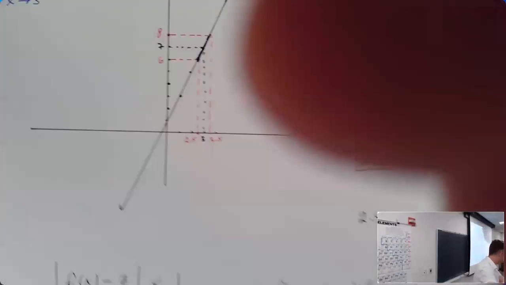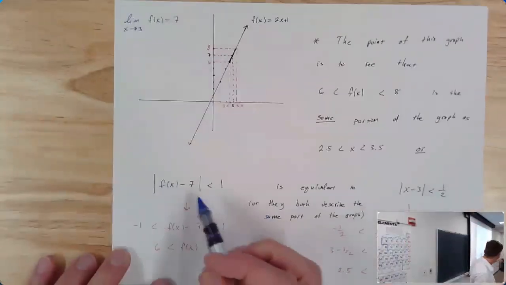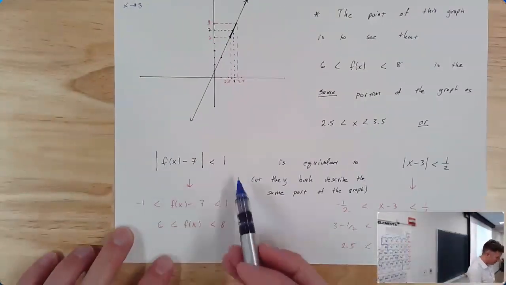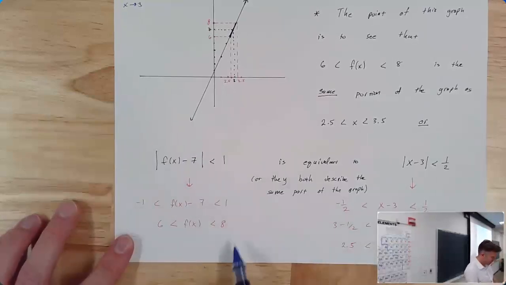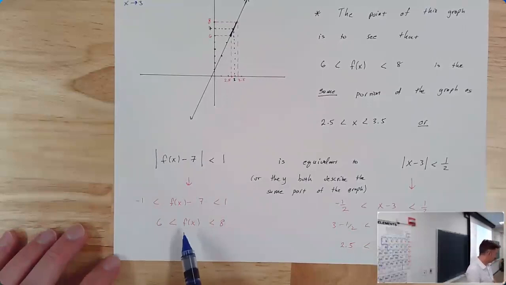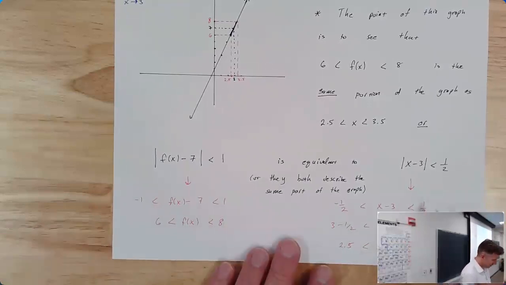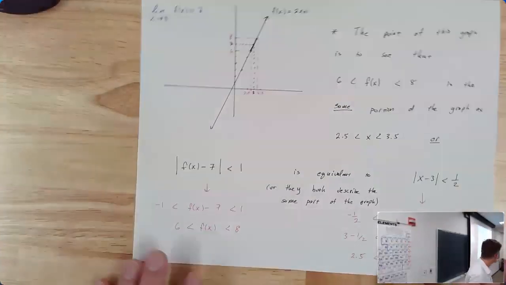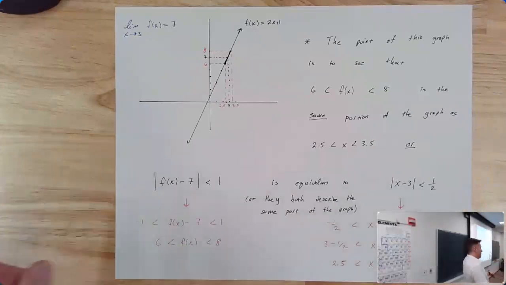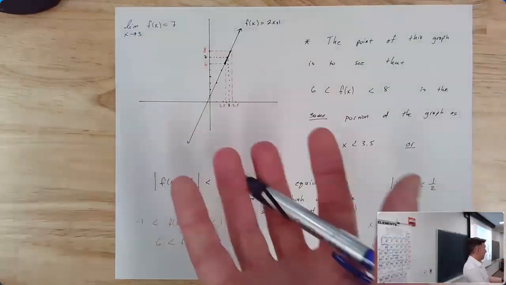And you can do the algebra. If we look here, the absolute value of f of x minus 7 is less than 1. You drop the absolute value, so it's between -1 and 1, you add 7 to each side, and you get your function between 6 and 8. And that's exactly the same as x being between 2.5 and 3.5. Now, there are a lot of reasons these are the same. We can see it graphically: literally, they're the same piece of the graph.